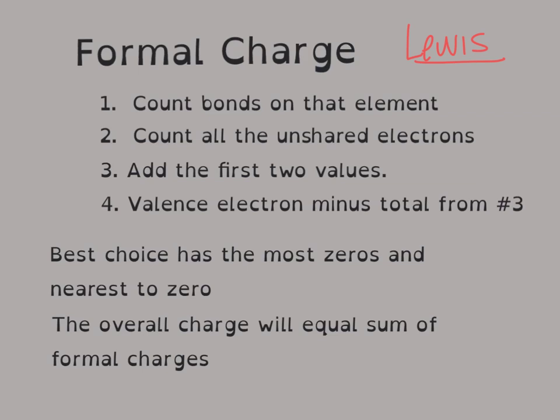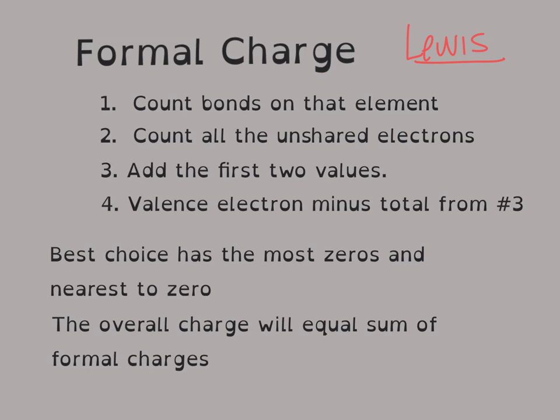Now there's a process, it's 4 pretty simple steps. I'll read them to you. You're going to count the bonds on that element, all the bonds. You're going to count up all the unshared electrons on that particular element. You will then add the first 2 values from the counting that you just did. And then you're going to take the valence electrons minus the total from number 3.